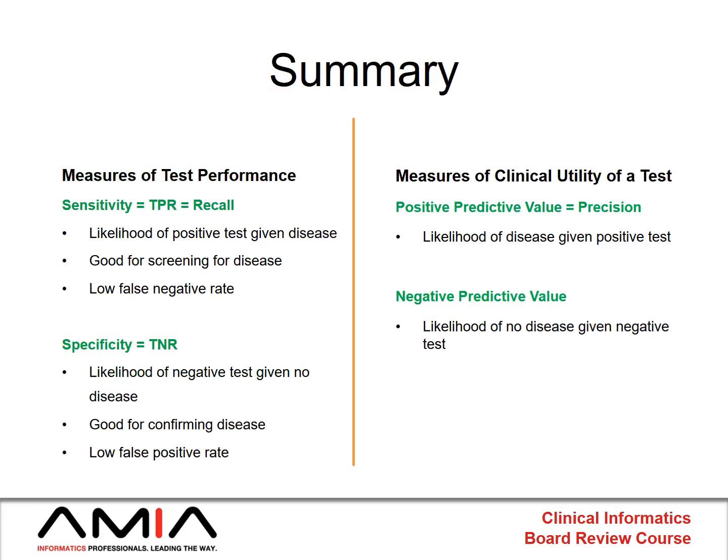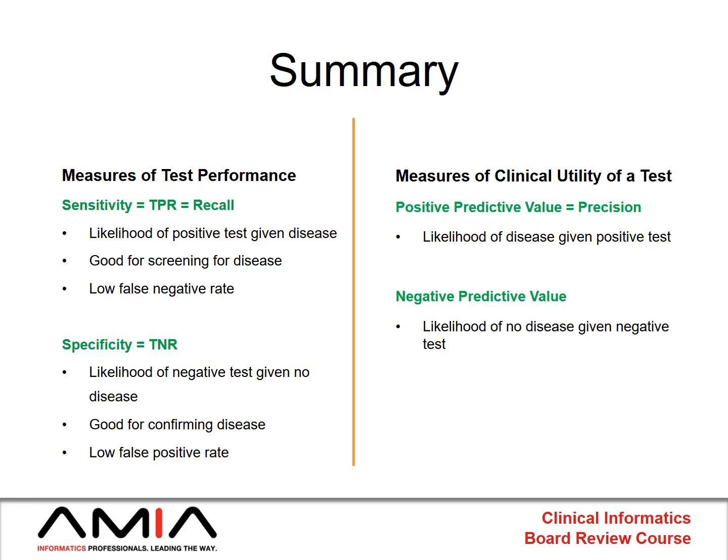All right, so here's our summary. These are measures of test performance. Sensitivity, which is equal to the true positive rate, which is equal to recall. And this is a new term for us, but recall is basically, in information retrieval, synonymous with sensitivity. It gives you the likelihood of a positive test given the presence of disease. Sensitive tests are good for screening for disease, and sensitive tests have a low false negative rate. And again, every statement on this slide, if you can't commit it to memory, you should be able to derive it quickly by just writing down the 2x2 table and proving to yourself how those formulas were originally created.